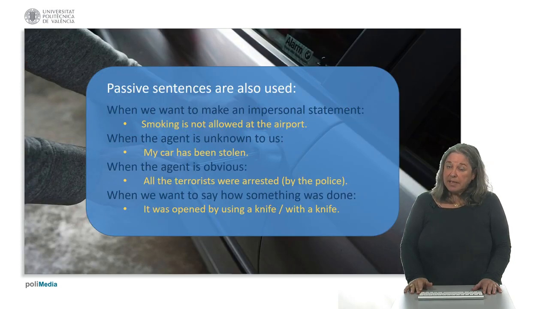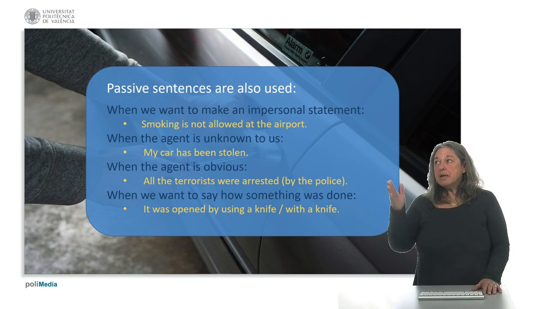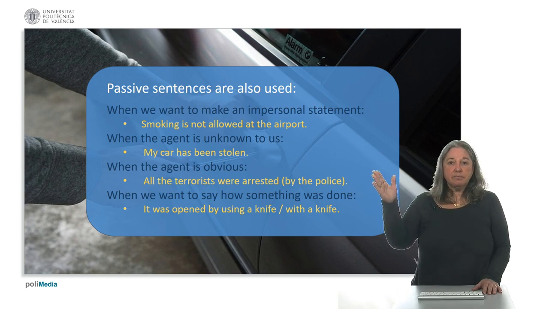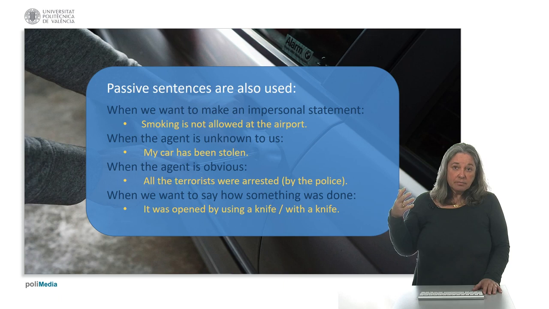Now, passive sentences are also used in these cases when we want to make an impersonal statement. For example, smoking is not allowed at the airport. When the agent is unknown to us. My car has been stolen. I don't know who stole my car. My car has been stolen.